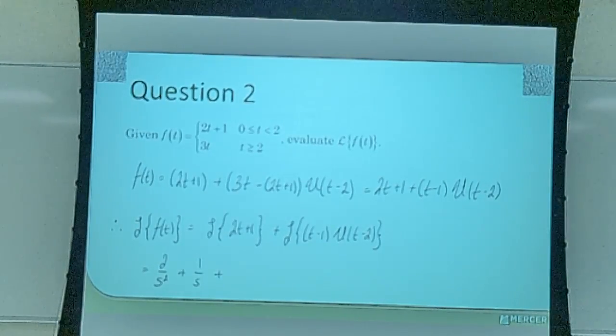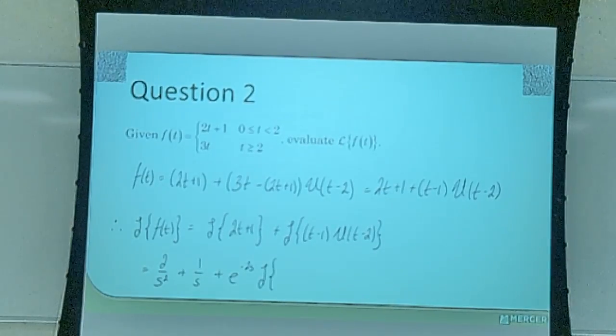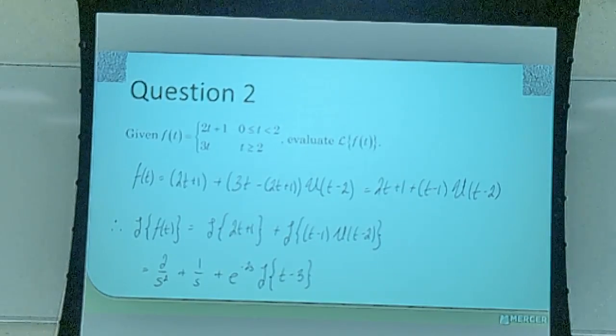Now the transform here would be e to the negative 2s times the transform of t minus 1 evaluated when t is t minus 2. Right, so replace t with t minus 2. T minus 3, that's what you get, right? And you're doing that with t minus 2 as this.